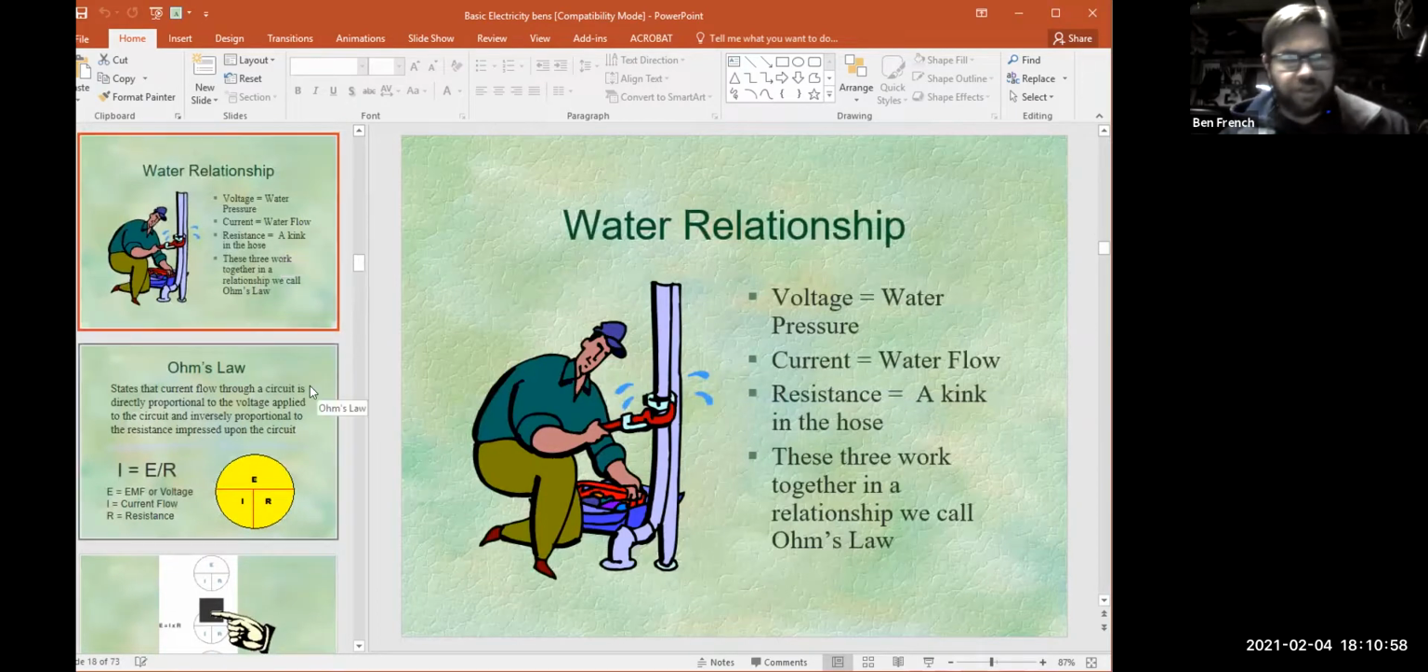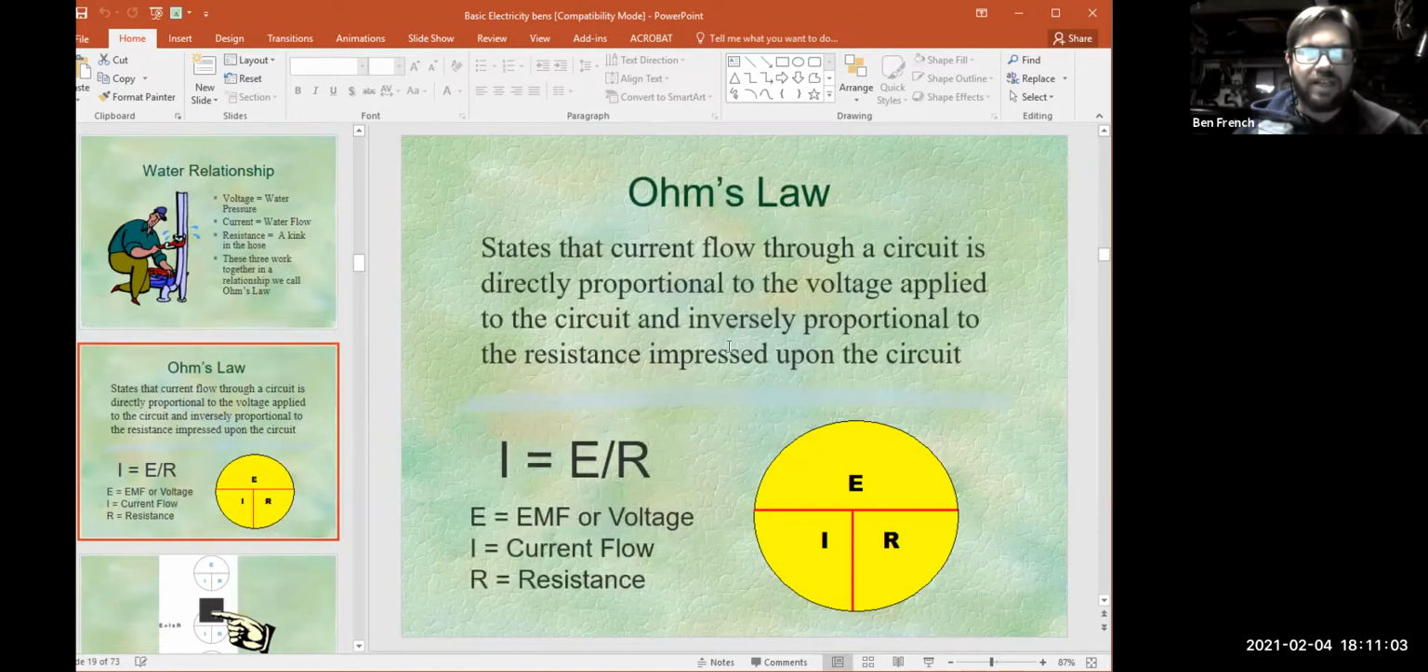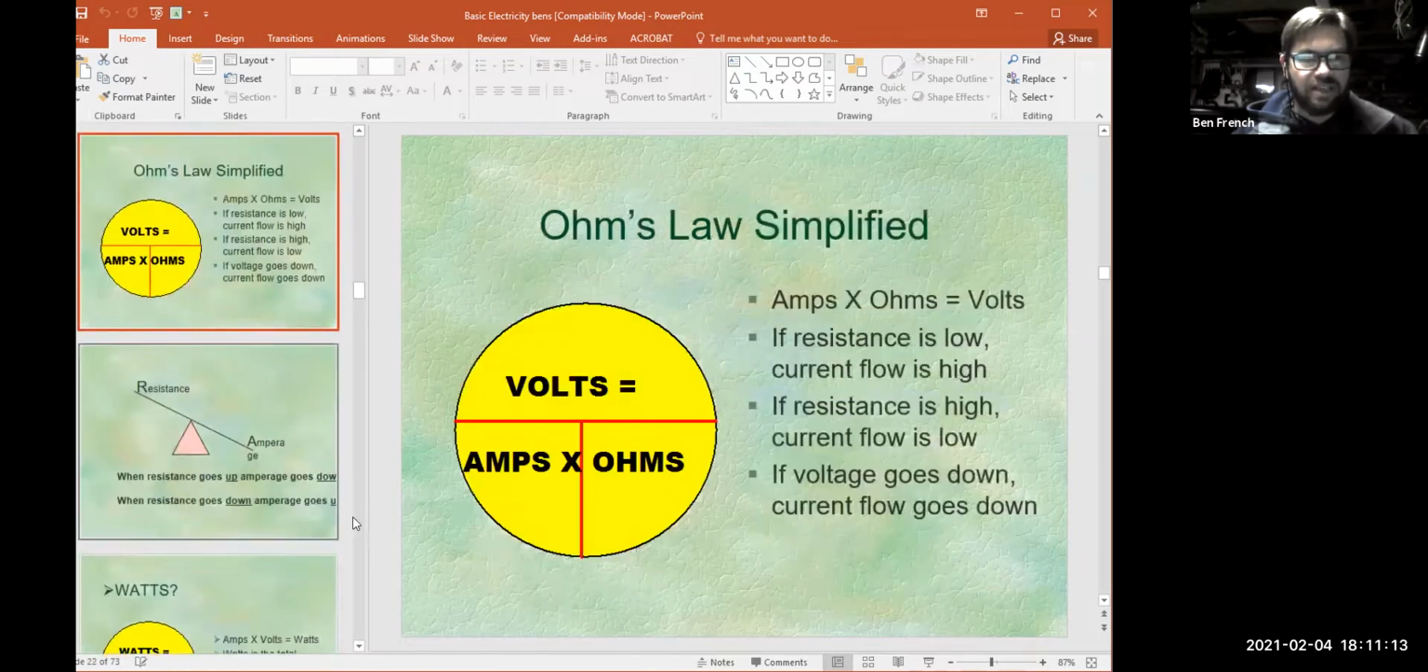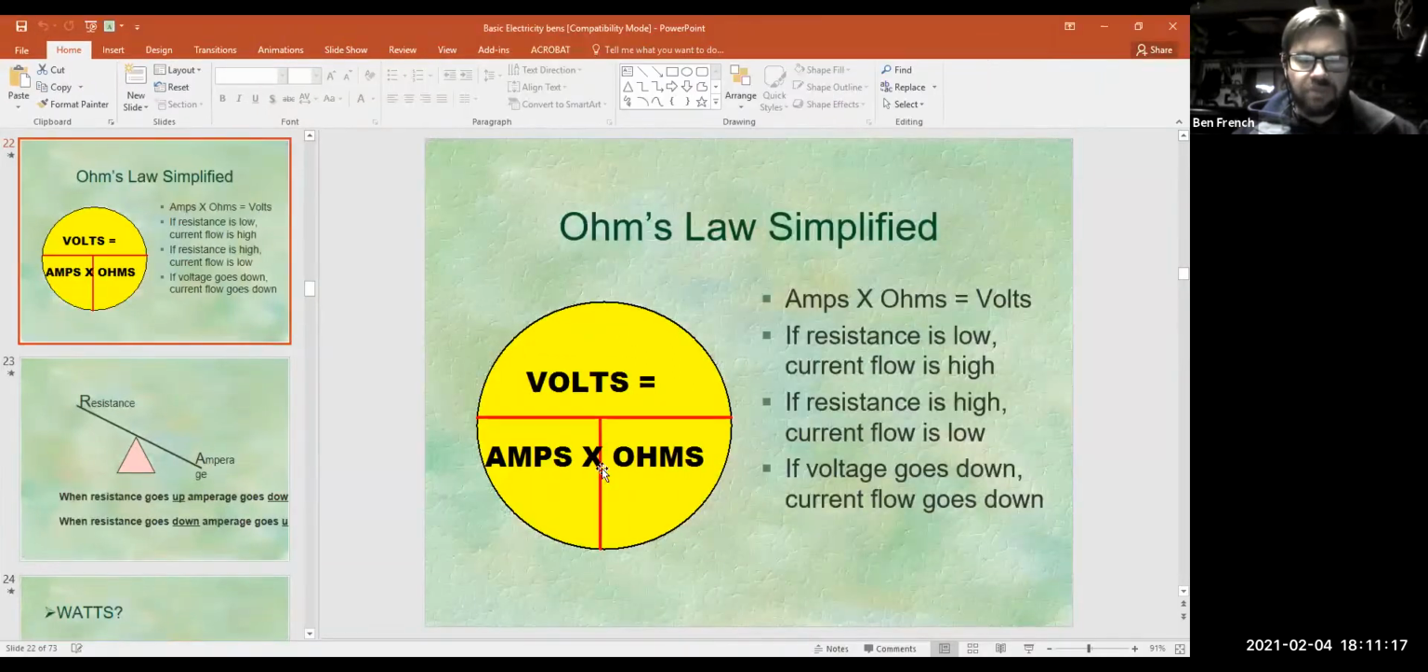Voltage is your pressure, current's your flow, resistance would be a kink in the hose. I started beating you up with Ohm's law, right? And it tells us a couple of things. The biggest thing that I like is simplifying Ohm's law right here, where we talk about volts, amps, and ohms. And for automotive stuff, most of the time we're dealing with a vehicle that's got a 12-volt battery.